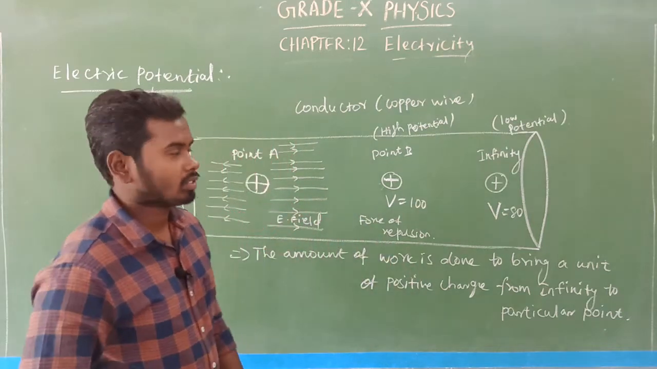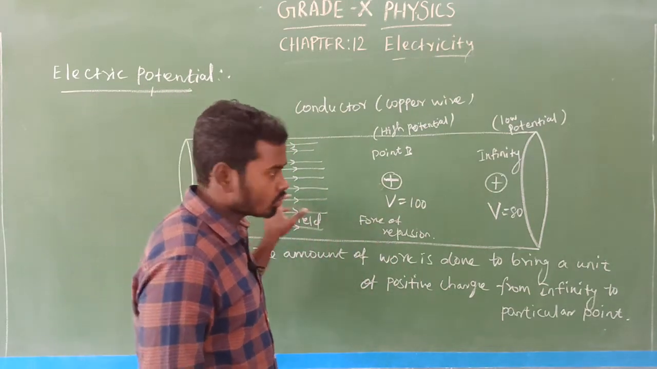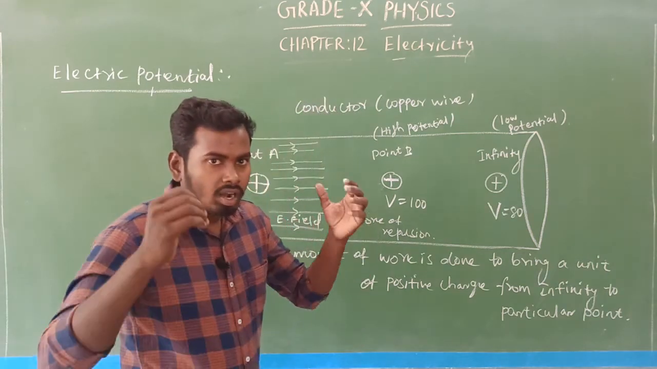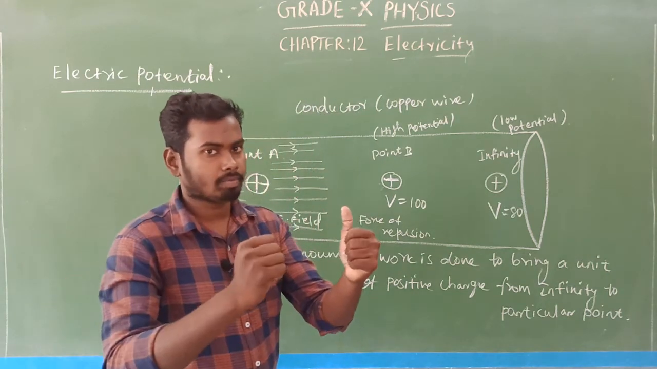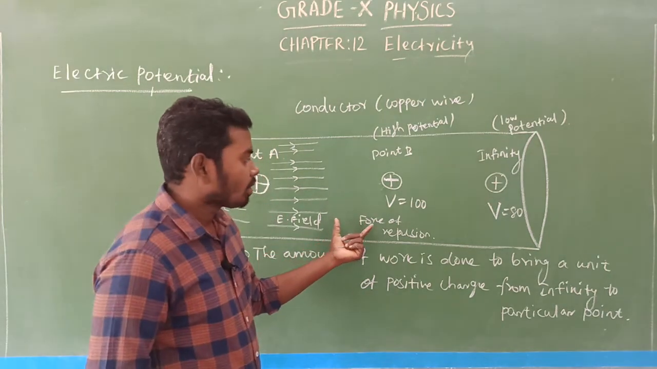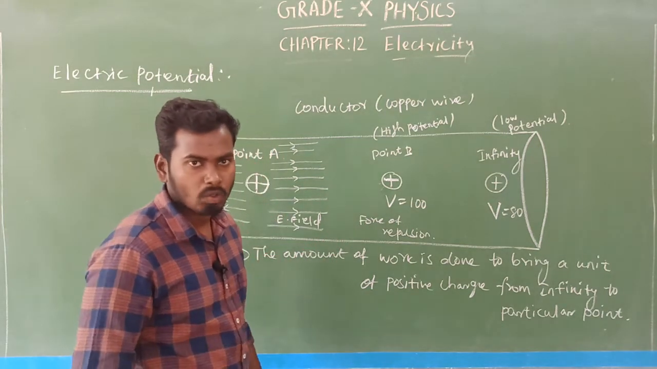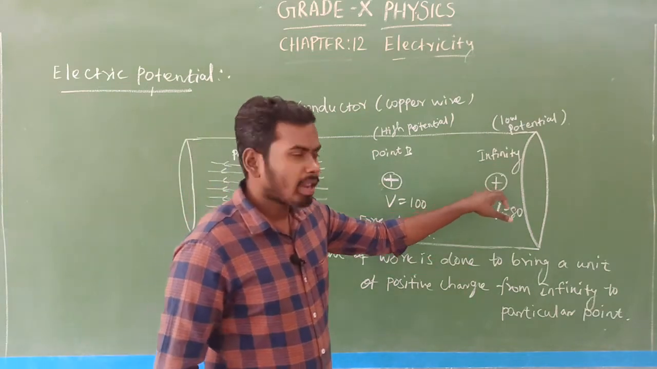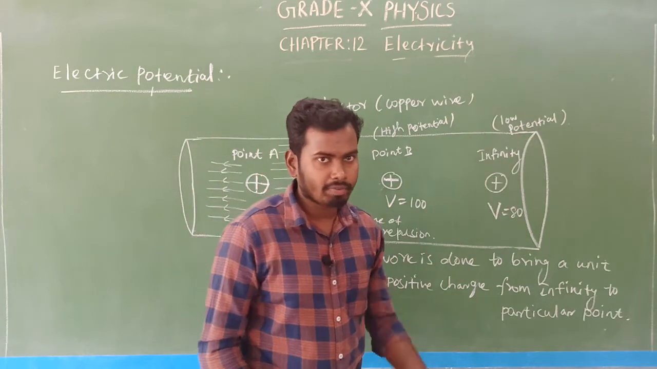Is it clear? Yes. So this is positive charge, that is also positive charge. So like charges always repel each other. Am I right or wrong? Like charges always repel each other. So there will be force of repulsion between each other. Okay, yes. So consider this charge placed at infinity. The charge placed at infinity, isn't it?